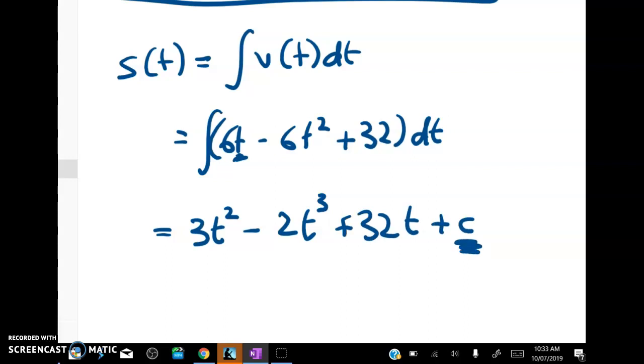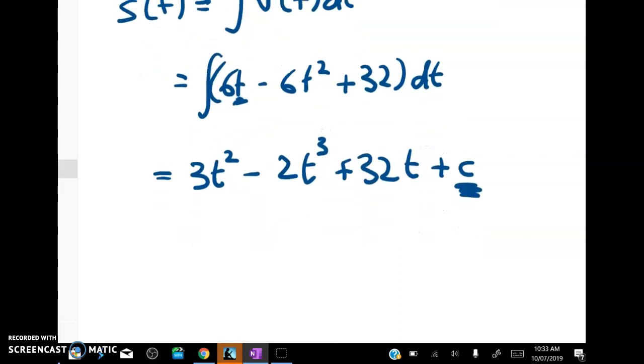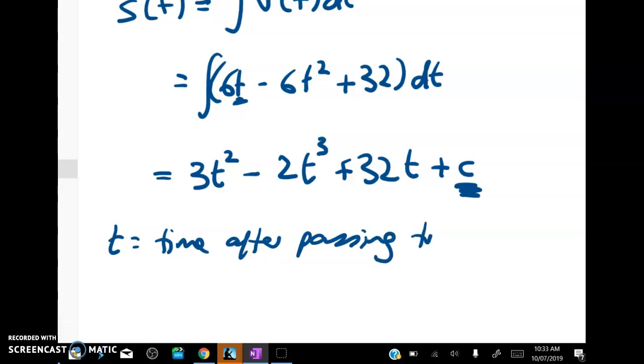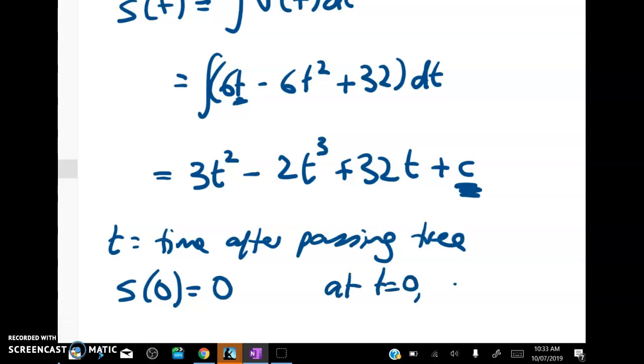Now, what's the plus c here? Well, we know that t equals time after passing the tree. So at t equals 0, how far has it gone from the tree? Well, it hasn't gone anywhere, right? So at t equals 0, it's at the tree.